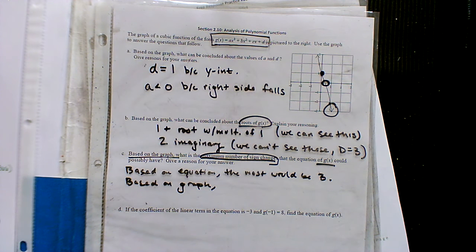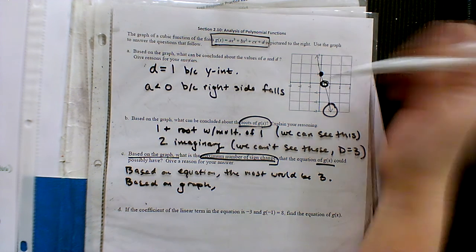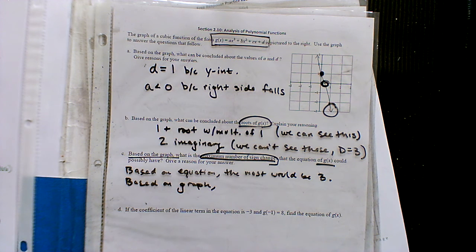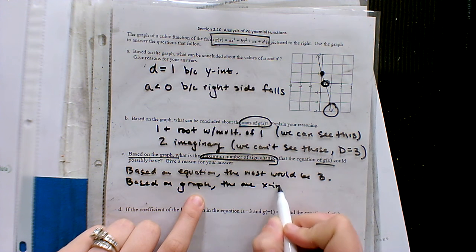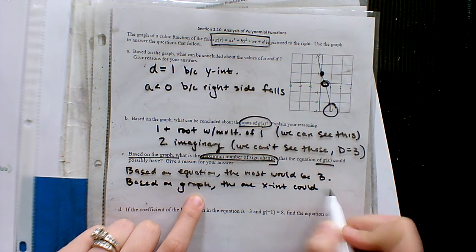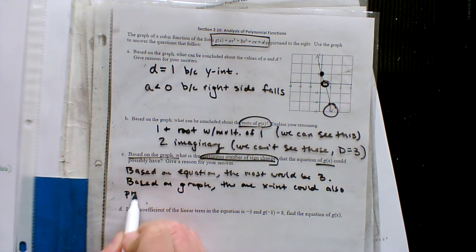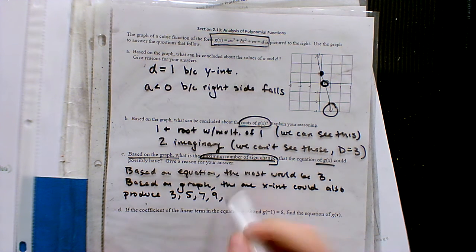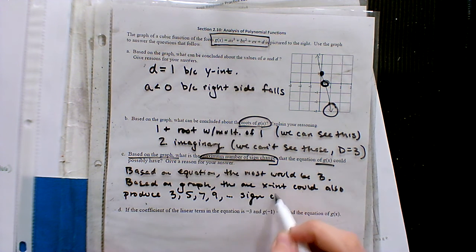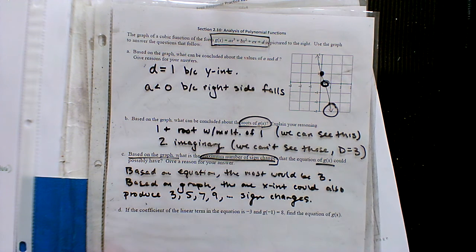Yeah? Like 3 or 1 because it can only go by 2s. When we did Descartes' rule of signs, remember how we subtracted 2 to figure out other possibilities? Well, in this case, we know it's 1, so if we add 2, we can figure out the maximum number of sign changes. It's kind of working backwards. So based on the graph, the 1 x-intercept could also produce 3, 5, 7, 9, etc. sign changes in the equation.